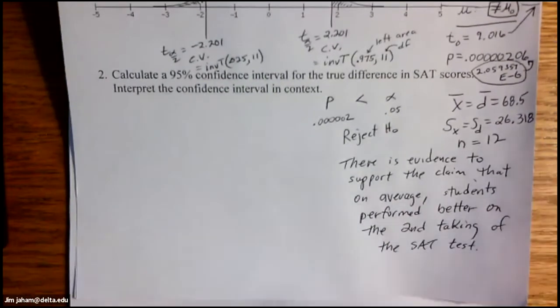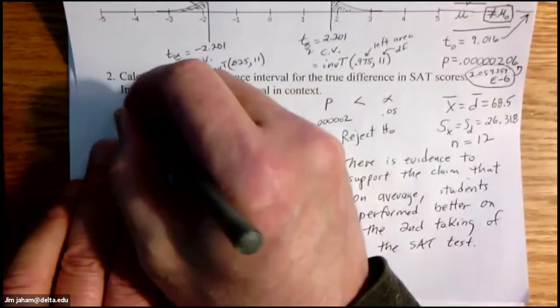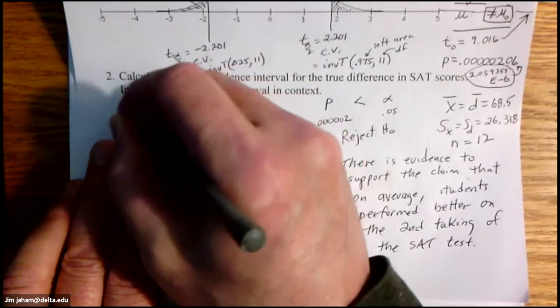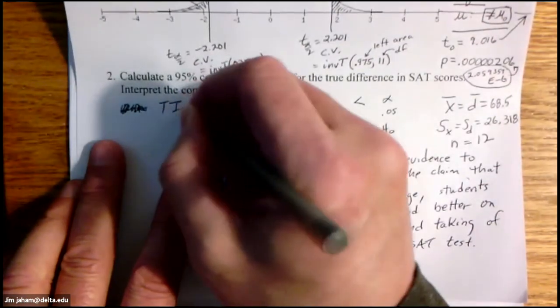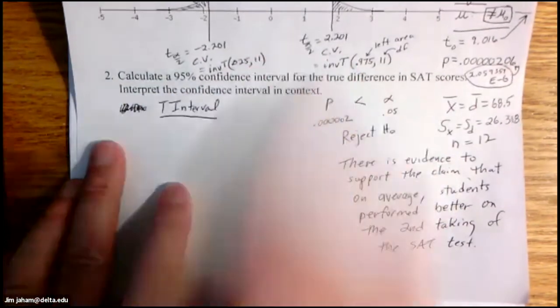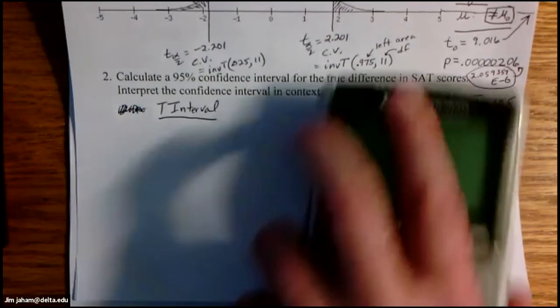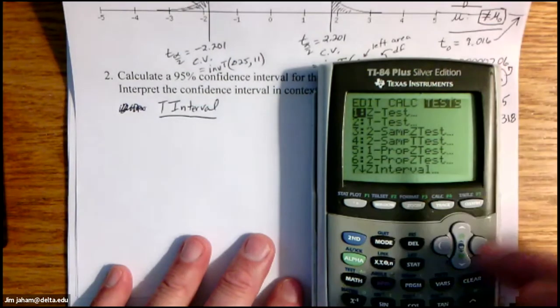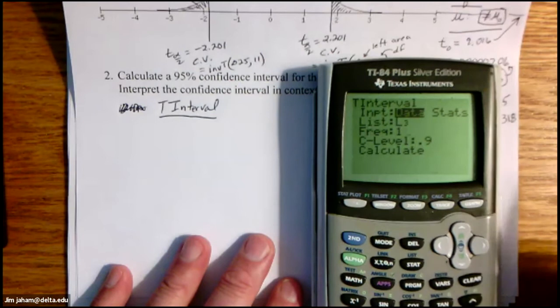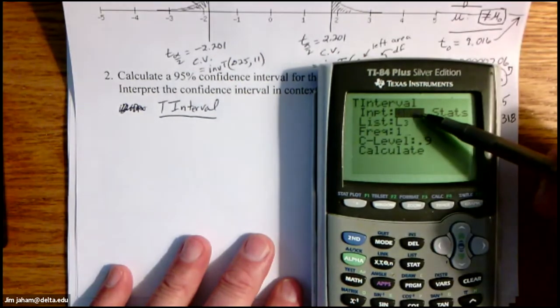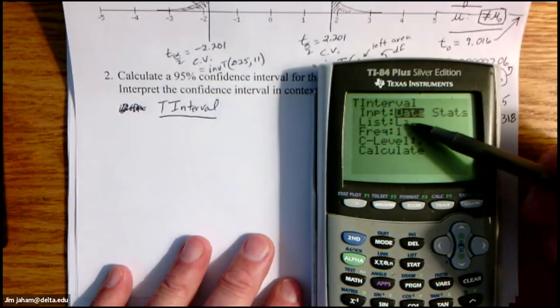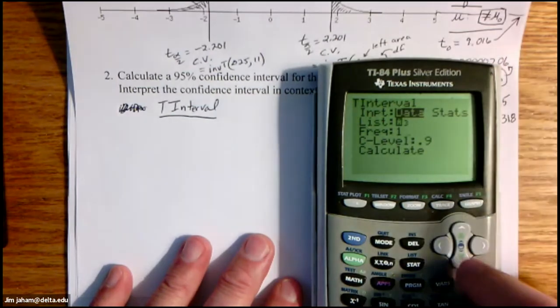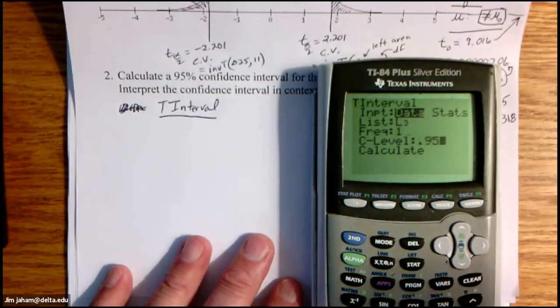All right, so a lot of times when we do a two-tailed test, we also calculate a 95% confidence interval. And so we're going to be using the t-interval to correspond to the t-test. So stat, tests, t-interval is down option number 8, I believe. Again, we're going to select data because we have all of our differences in L3. So data, L3, 1. We are going to change the confidence level to 0.95 to correspond to an alpha of 0.05.